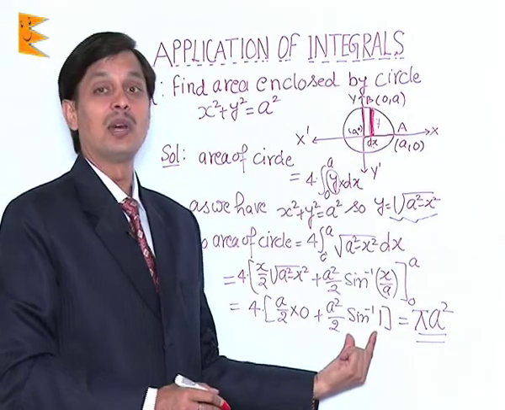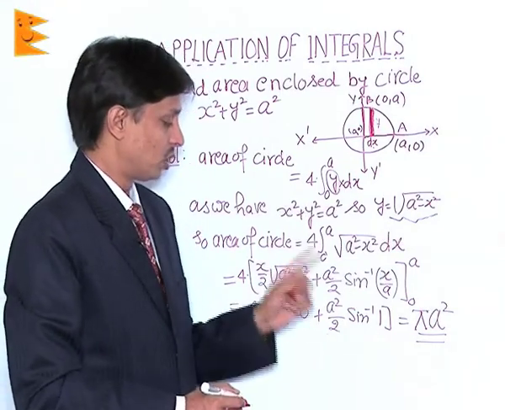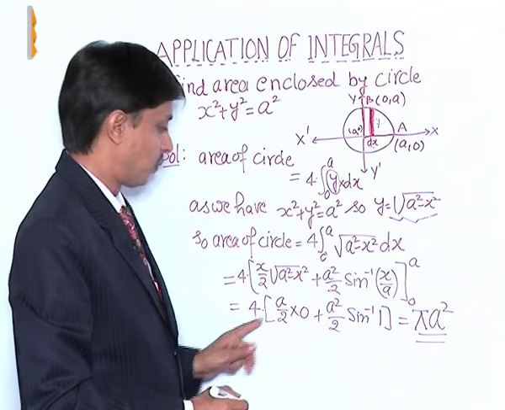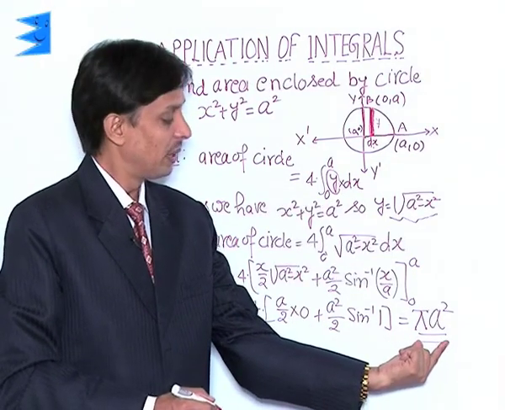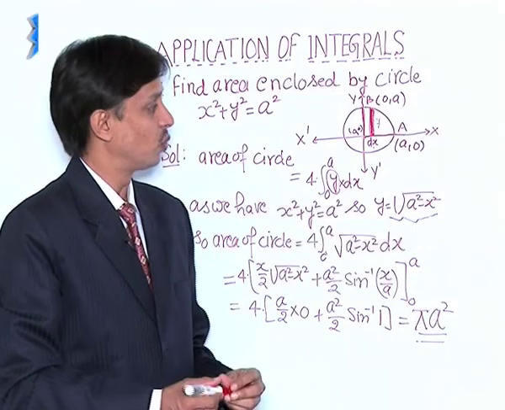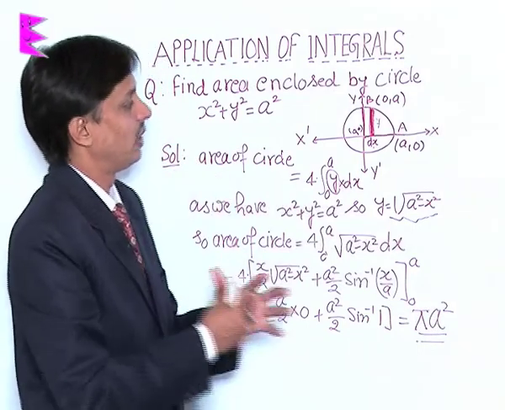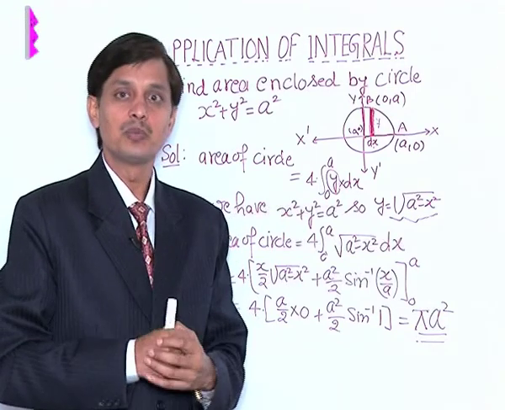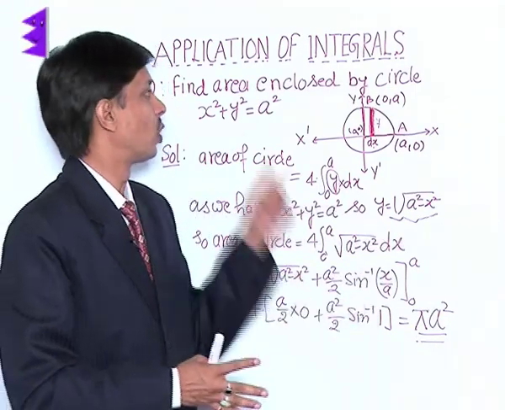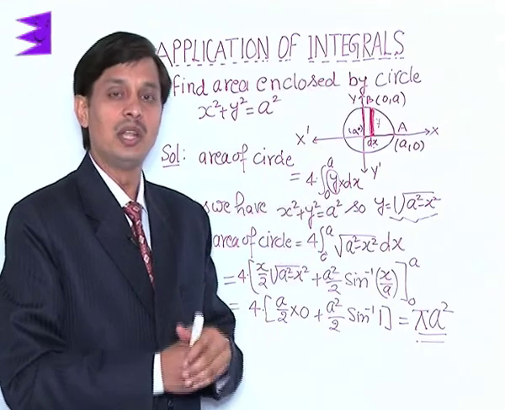We know that sine inverse of 1 is pi by 2. So this becomes a square by 2 into 4 into pi by 2. Its net simplification will give us pi a square. So with the help of integration, we can calculate the area of bounded figures, and this comes under the topic of the application of integrals.